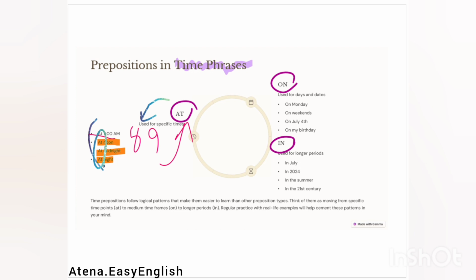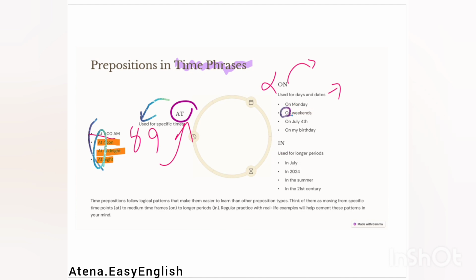Okay, now the next one. When should we use on here? It's used for days and dates. Can you remember the days of the week? Sunday, Monday, Tuesday, Wednesday. So, we say on Monday, on Sunday, on Tuesday. So, the first one is to use it with the days of the week or on weekends, on weekdays. Also for the weekends, we use on.